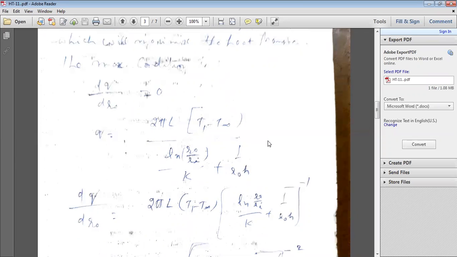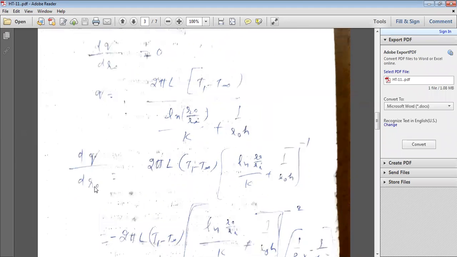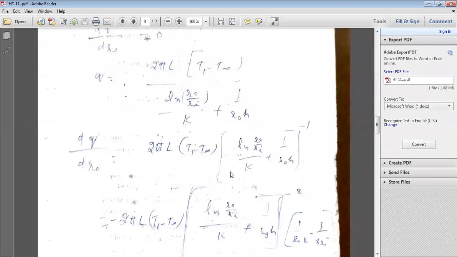RO. So for this, you have to differentiate Q with respect to RO. So dQ by dRO should be equated to 0 after getting the differentiation of Q with respect to RO. So what is dQ by dRO? This is the equation: 2 pi L T1 minus T free stream into, if you take the divided by this term, that becomes whole to the power minus 1, into the square bracket Ln RO by Ri divided by K plus 1 by ROH.